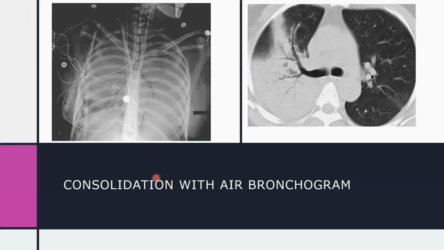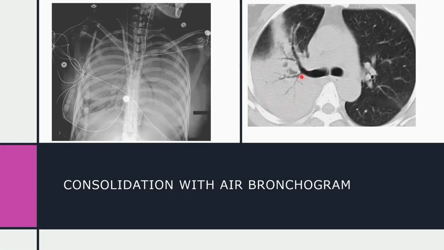Air bronchogram is very, very important. It is a hallmark of consolidation on a chest X-ray. Consolidation is usually in pneumonia, but it can also be seen in other diseases as well. So what is air bronchogram? Air bronchogram is simply air trapped inside the bronchi when the surrounding lung appears white due to exudation of pus and fluid in the lung parenchyma.